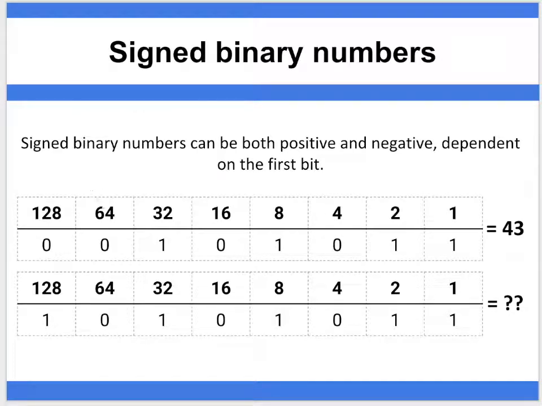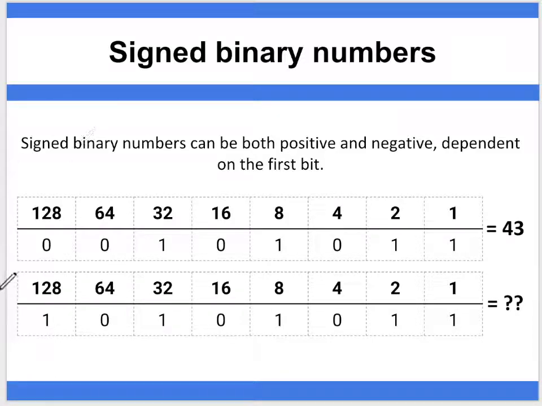Okay, so in this video tutorial we're going to have a look at signed binary numbers. Now, whereas an unsigned binary number is an indicator of a positive value, a signed binary number can be both positive and negative, and it's decided by the most significant bit, whether that is a 0 or a 1. Now, if it's a 0, then it's positive. If it's a 1, then it means it's negative.